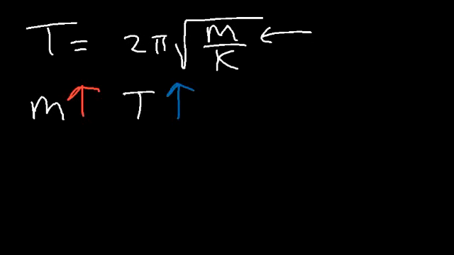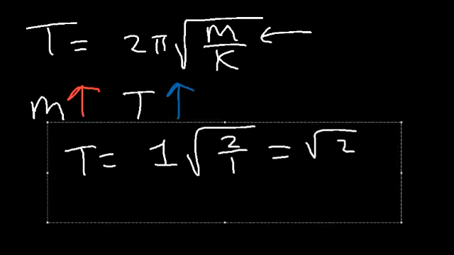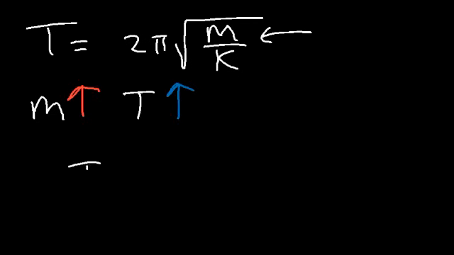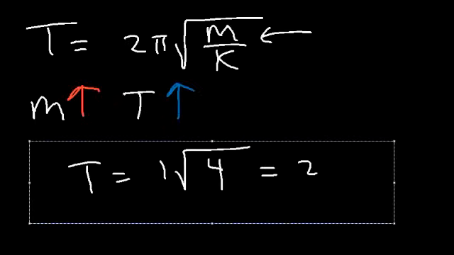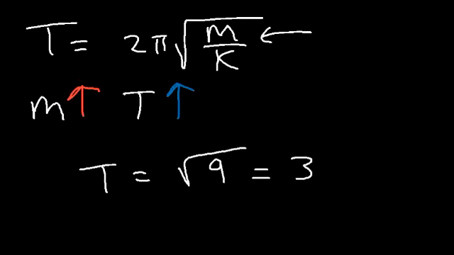So for these questions, plug in the value that is being changed, everything else plug in the 1. So if we double the mass, the period will increase by the square root of 2. Now, what if we quadruple the mass? The period will increase by the square root of 4, which is 2. So if you quadruple the mass, the period will double. If you increase the mass by a factor of 9, the period will triple in value.